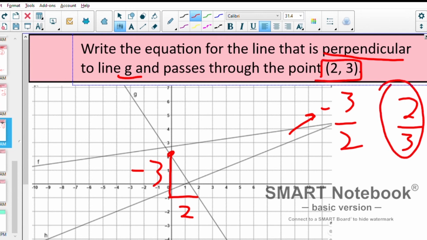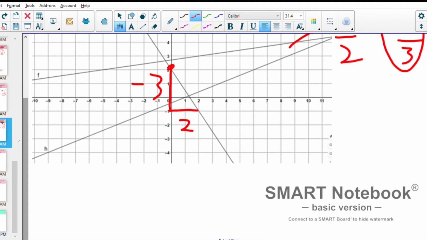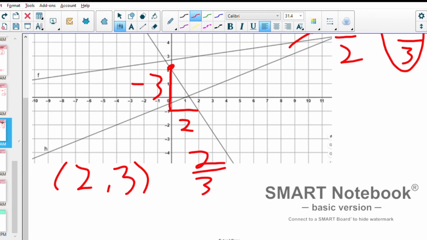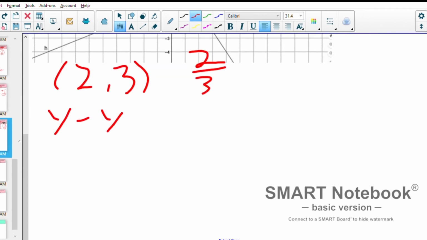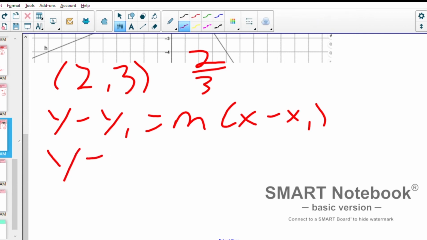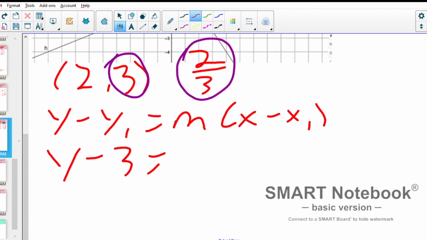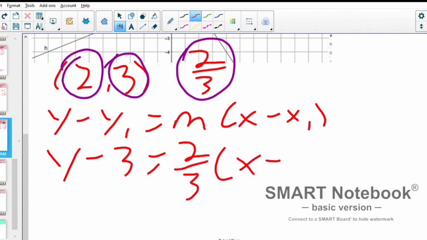And we're passing through the point 2, 3. So 2, 3 is our point, and our slope is positive 2/3. Okay, point slope form again, y minus y1 equals m times x minus x1. And we get y minus the y value, which is 3, equals our slope, which is 2/3, times x minus our x value, which is 2.